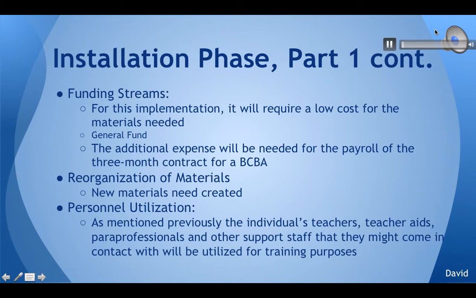As a part of the installation phase, the funding streams for this implementation will require a low cost for the materials needed, such as the paper, lamination, and reinforcement for the child, which will be available through the general fund of the Special Education Department. The additional expense that needs to be considered is for the payroll of the contract for the BCBA. What will be involved with the reorganization of materials is that the pictures will need to be created depending on the developmental level of the child, for example, whether they do better with words or pictures on the card that they will give.